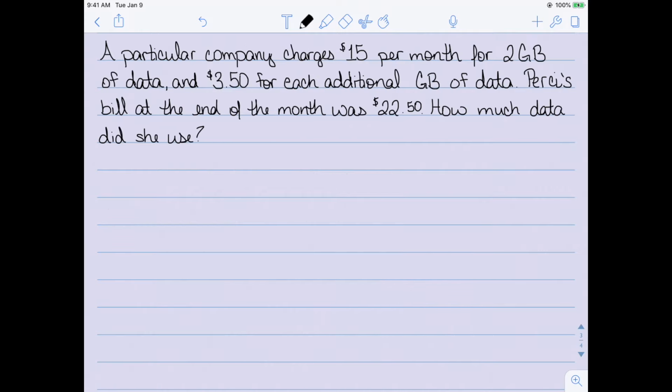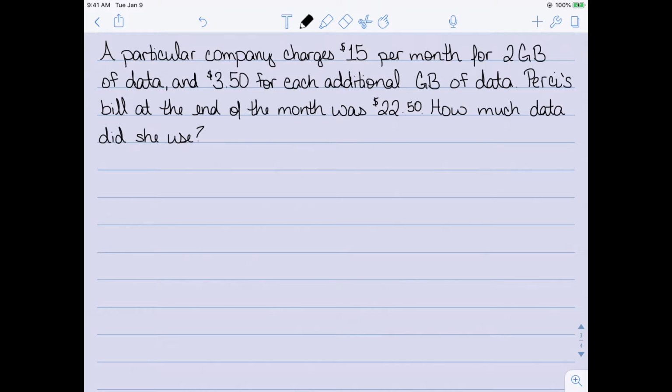Let's do one more example. A particular company charges $15 per month for 2 gigabytes of data and $3.50 for each additional gigabyte of data. Percy's bill at the end of the month was $22.50. So how much data did she use?